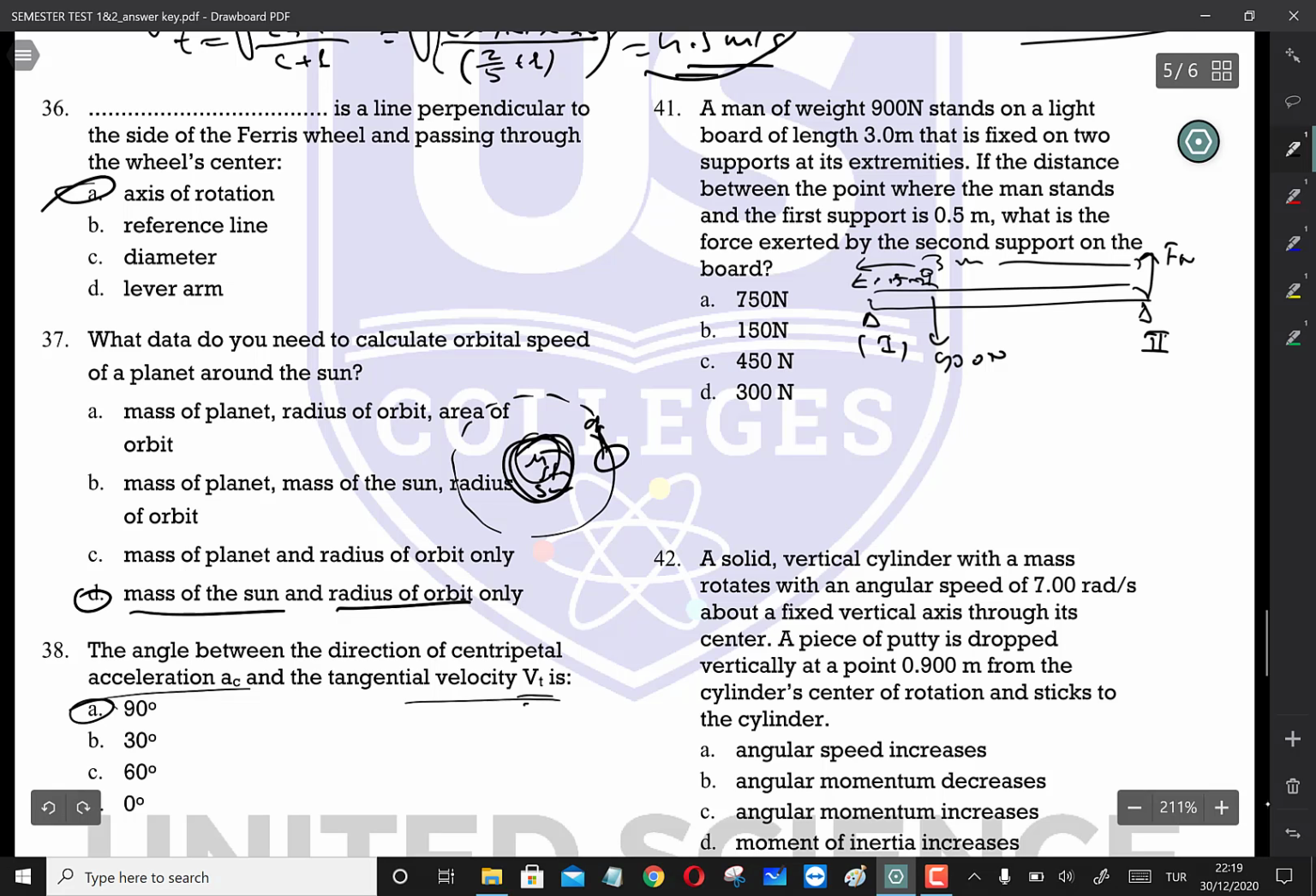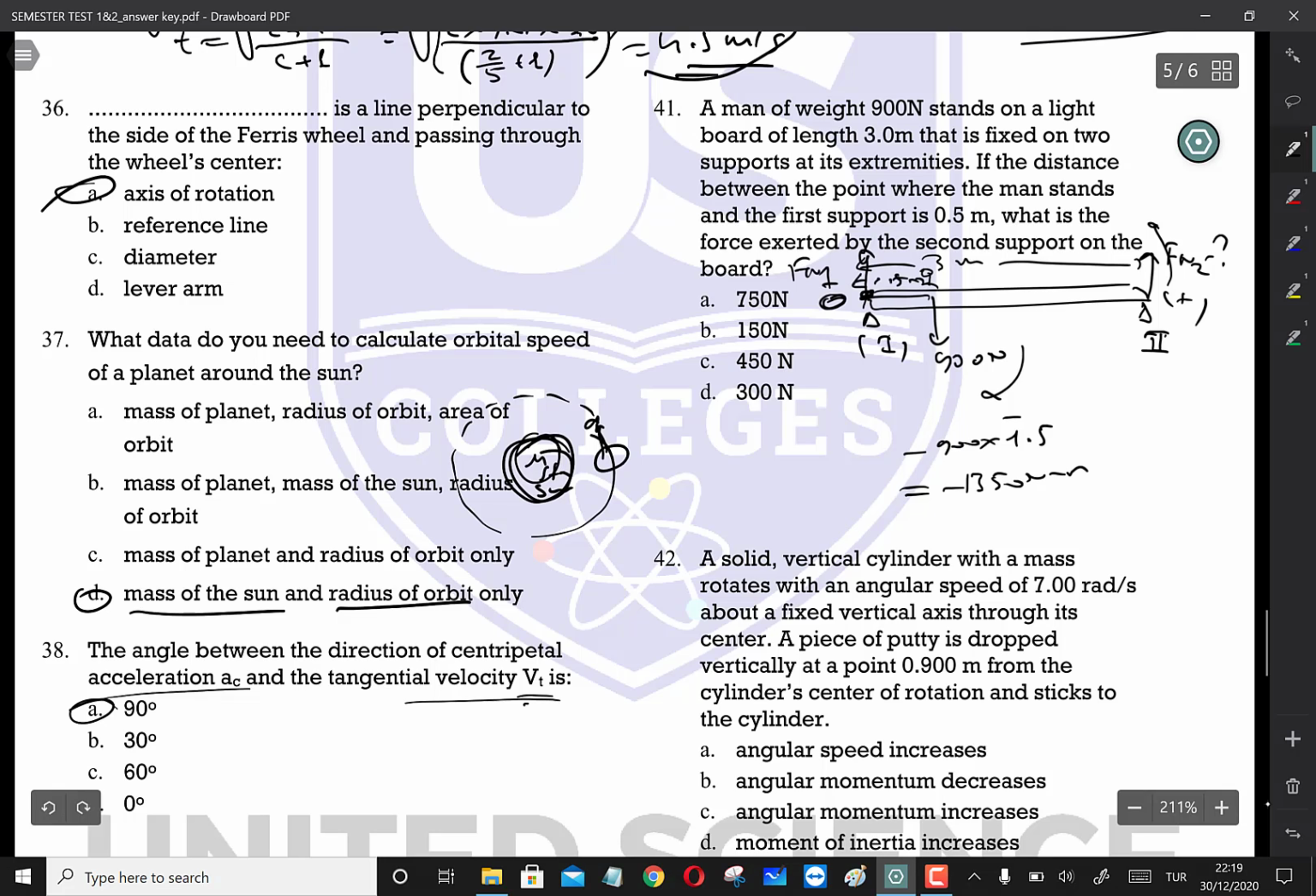The second support applies Fn2, and of course, the first support also applies Fn1. We are going to choose the location of the unknown force, which is not asked, as the axis of rotation. Then the 900 newton produces a clockwise torque, but Fn2 produces a counterclockwise torque. The 900 newton produces a negative torque: negative 900 multiplied by the distance to the axis of rotation, which is 1.5. It is equal to negative 1350 newton meter.